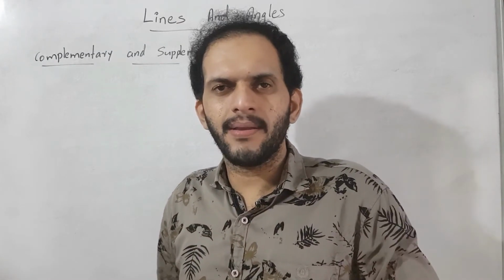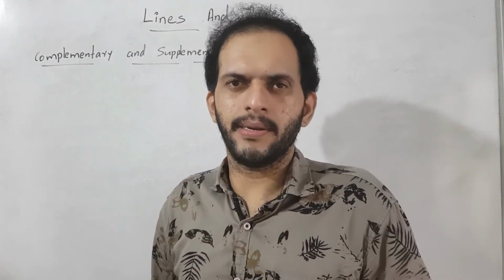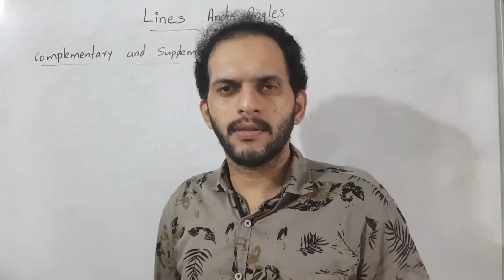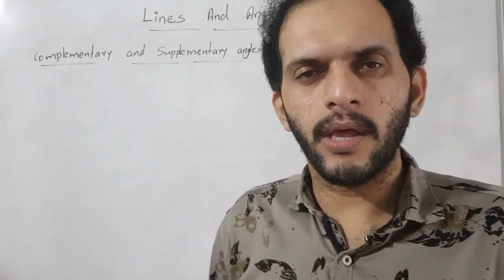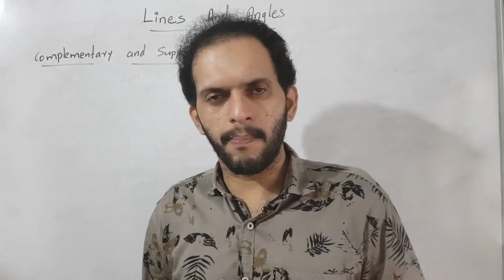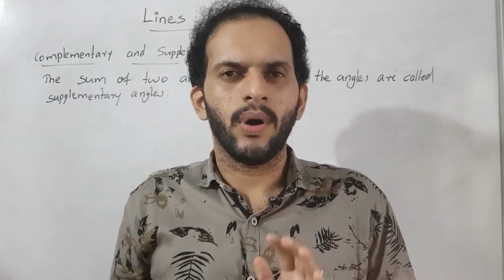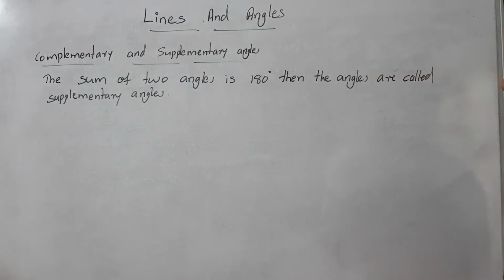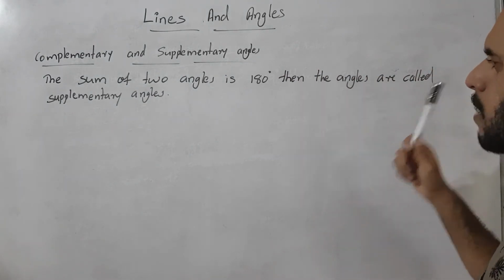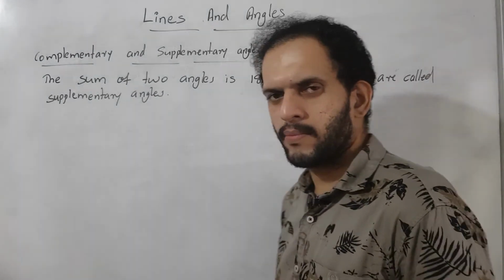Okay, for complementary, the sum of the two angles is equal to 90. Here the only difference is, if the sum of the two angles is 180 degrees, then we call them supplementary angles. Okay, then what are supplementary angles? If the sum of two angles is 180 degrees, then the angles are called supplementary angles.